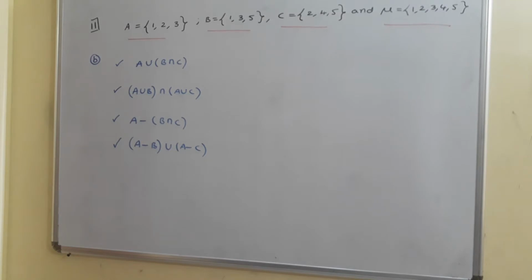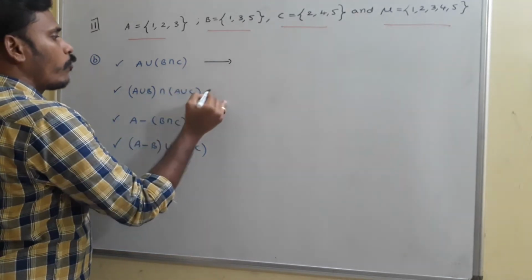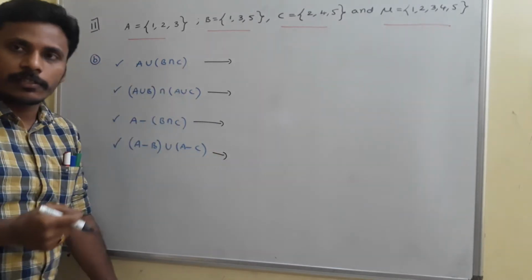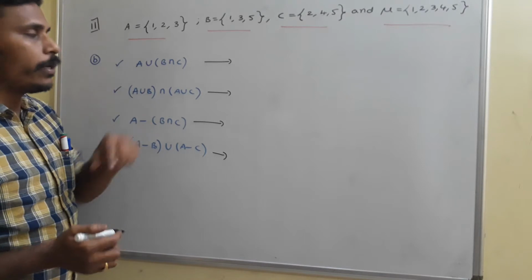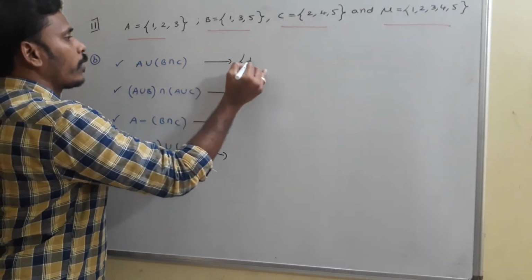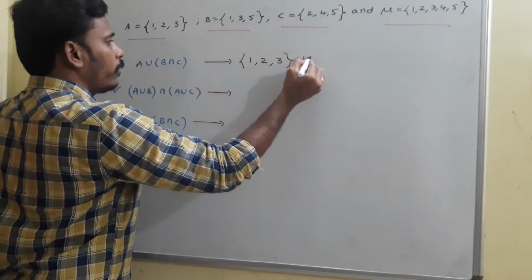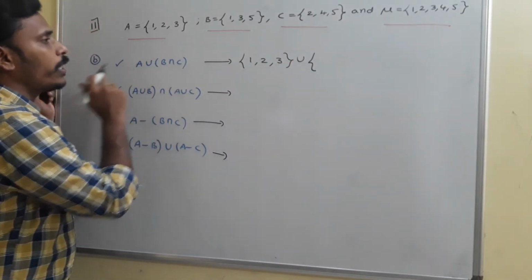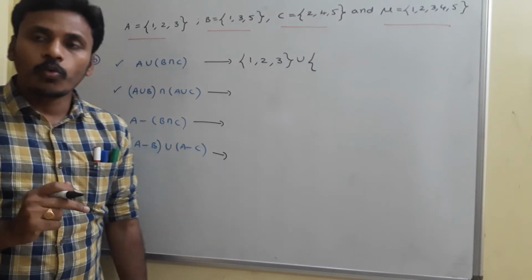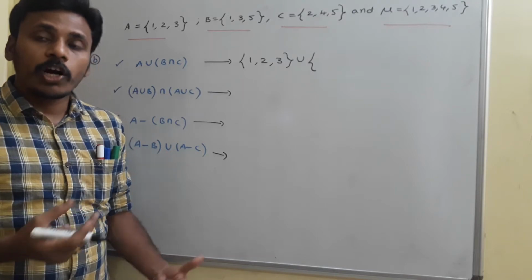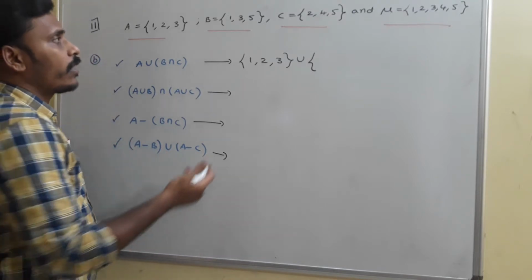And now for this, A union of B intersection C. So all these 4 we need to find. To find it, first of all, you need to think about A union of B intersection C. That means A union B intersection C. So what is A? {1, 2, 3}. Here I need to find out B intersection C. I think you all know the way to find B intersection C. B intersection C means the common elements for B and C. Directly I will write for that.